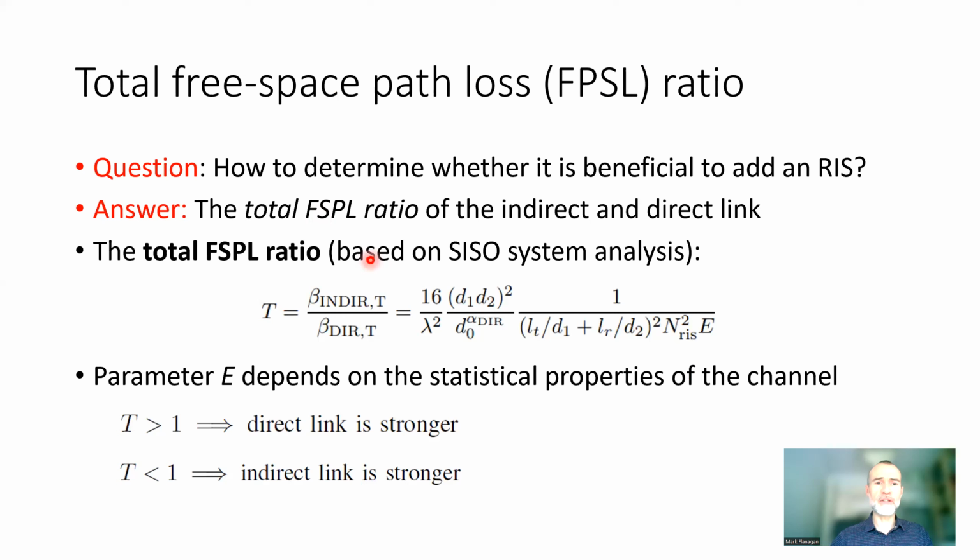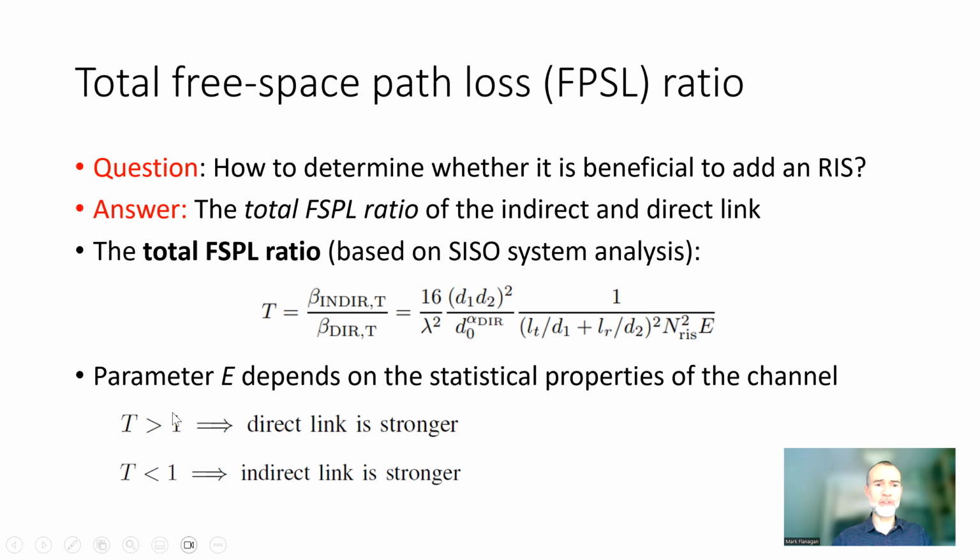What we do is compare the path loss in the indirect link to the path loss in the direct link. If we do this on the basis of a SISO system analysis, we can come up with a simple formula, in which this indirect to direct path loss ratio, which we call T, depends on certain things like the geometry of the scenario, and there are these distances we defined. Also the wavelength of operation, the number of RIS elements, and this parameter E, which summarizes the relevant statistical properties of the channel.